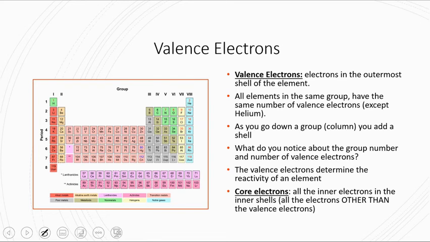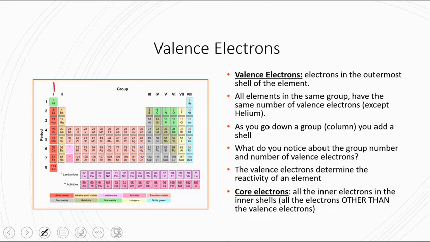But if you look at the group number, I've changed the group numbering based on what we did last week. And you see I have Roman numerals. So my Roman numerals are the same as my valence electrons.